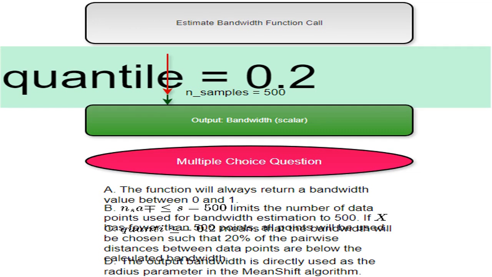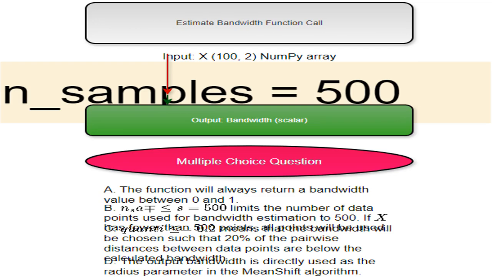I'm setting the quantile parameter to 0.2, or 20%. This tells the function to choose a bandwidth such that 20% of the distances between all pairs of data points fall below that bandwidth. I'm also setting the n_samples parameter to 500. This limits the number of data points the function uses to calculate bandwidth to a maximum of 500. If I have fewer than 500 points, it will use all of them. This is a clever way to speed things up when dealing with massive datasets.